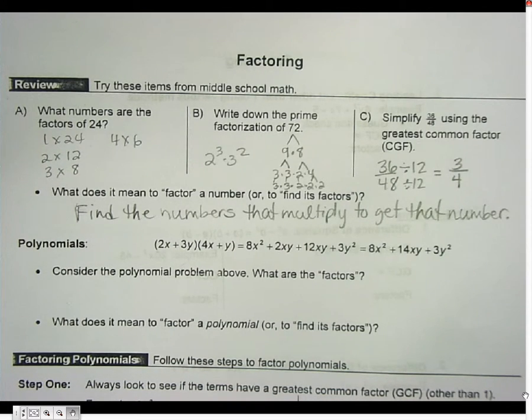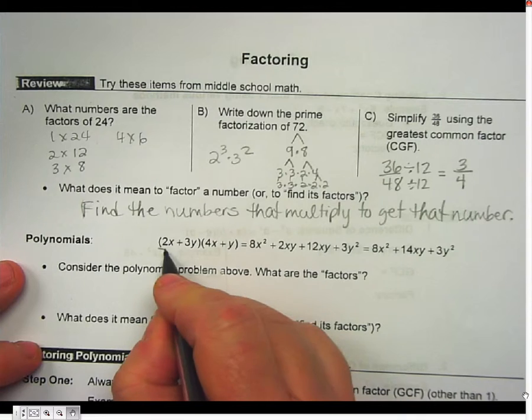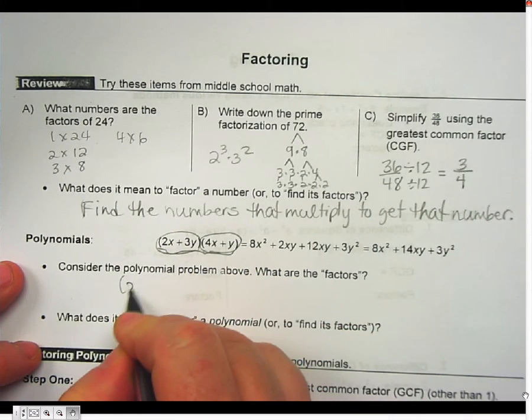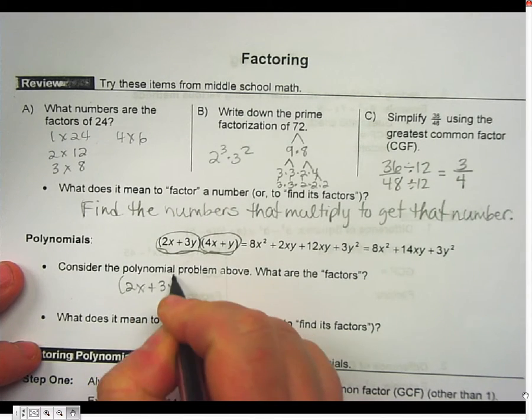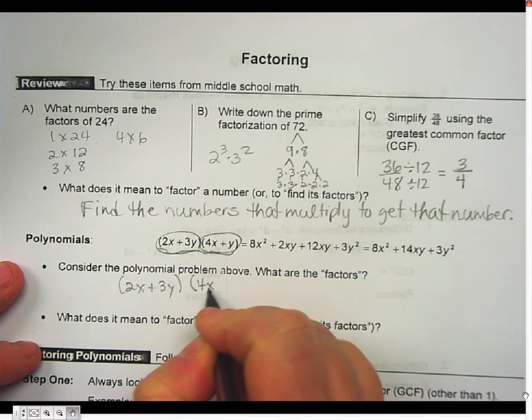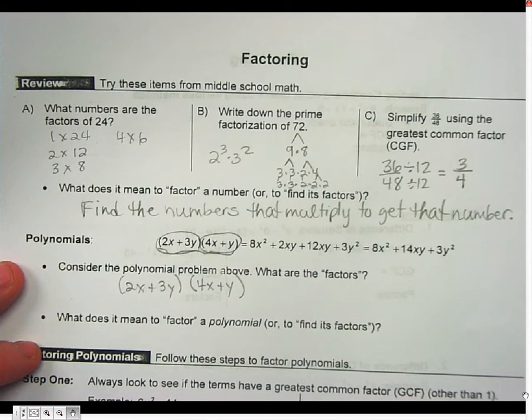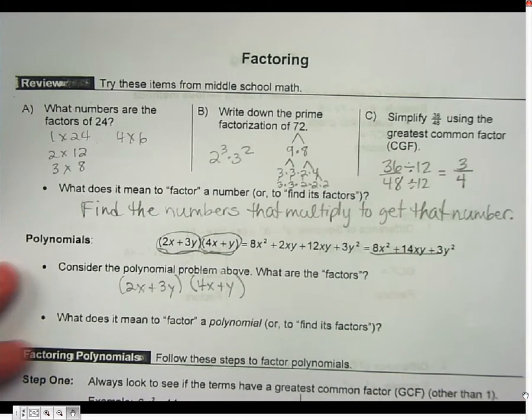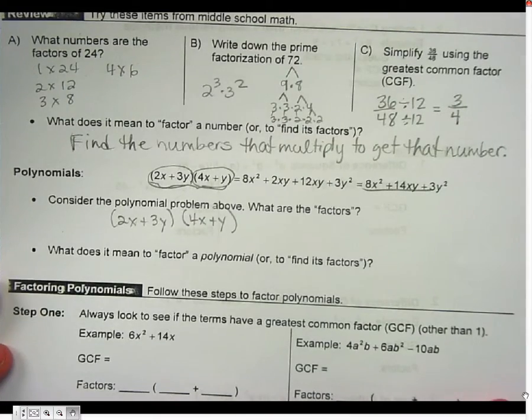Yes, 14 and 3. I know, but it's a good try. That's what a lot of people think. No, actually, it's this whole thing. Like, this is a factor, and this is a factor. Like 2x plus 3y is a factor, and so is 4x plus y. Why are those factors? Because you're multiplying them together. Yeah, you multiply these together, you get the polynomial. Okay, so what does it mean to factor a polynomial?